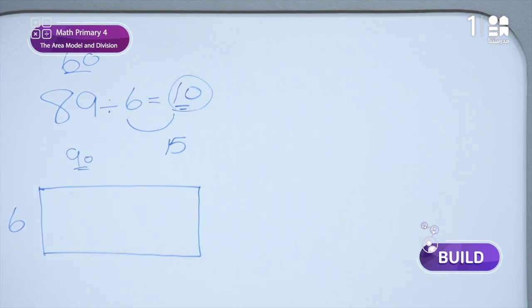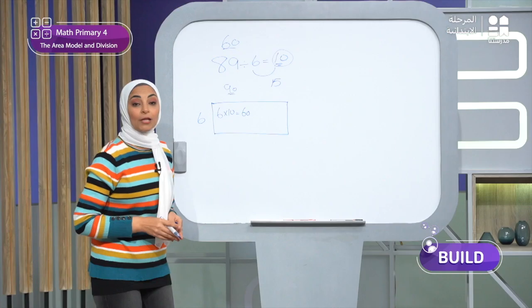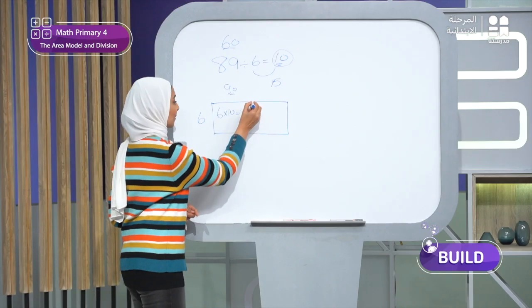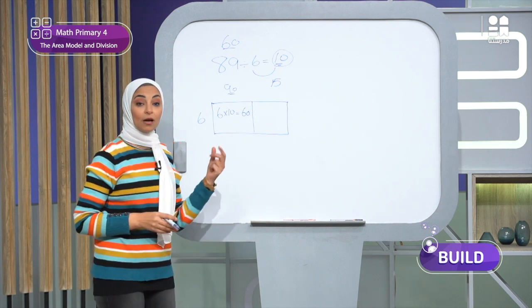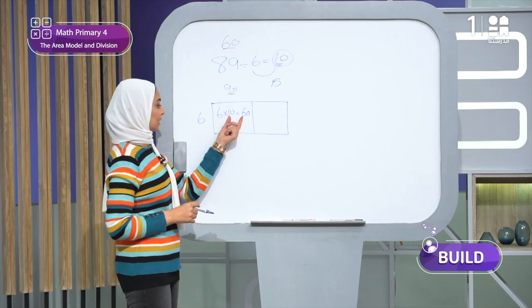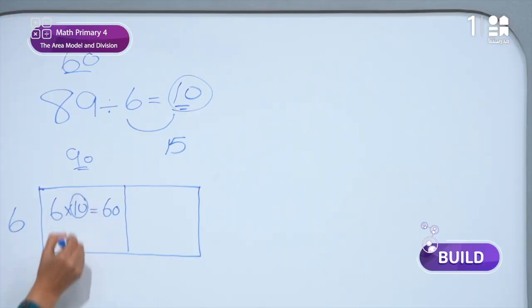I will write inside the rectangle 6 times 10. Let's do it. 6 times 10. The answer will be what? Of course, 6 times 10 equals 60. And draw a vertical line. زي ما كنا بنعملها. I will draw vertical line like this. And write the 10 under the part. 6 times 10 equals 60, so I will write 10 here in this part, okay?